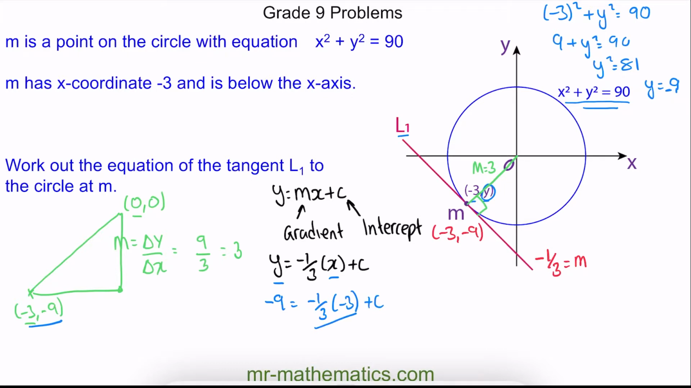-1/3 of -3 is 1. So -9 is equal to 1 plus c. So c must be equal to -10. So now we have the equation of a line L1, where y is equal to the gradient -1/3 of x minus 10.